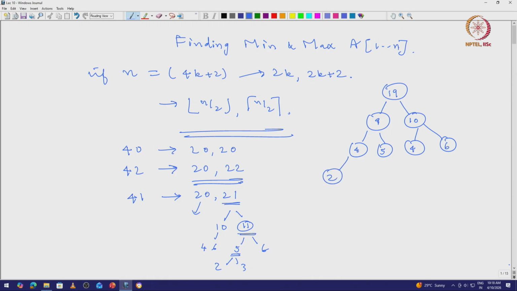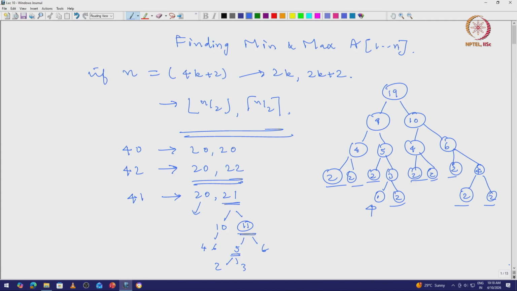4 will be split as 2 and 2, but this 5 will be split as 2 and 3. This 4 will be split as 2 and 2. 6 will be split as 2 and 4. It will not be split as 3 and 3. And this will be split as 2 and 2. So you see everywhere, this 3 will be split as 1 and 2. So you see that all over there is 2, and there is only one 1. This is how the tree for odd numbers will look.